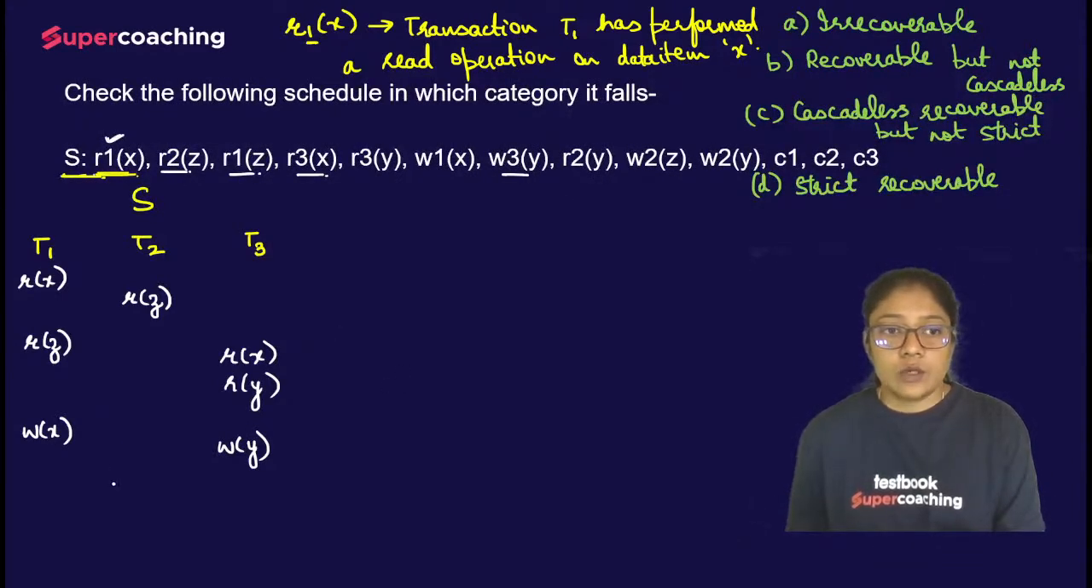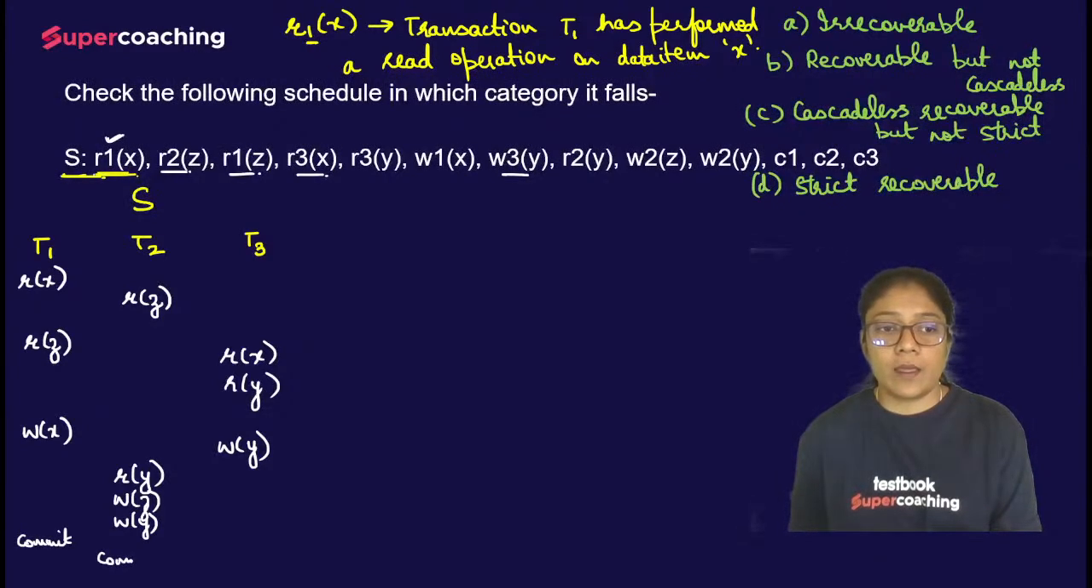And then R2, write operation on data item Z, write operation on data item Y, and then transaction T1 gets committed, फिर transaction T2 commit हुई, and then transaction T3 gets committed.